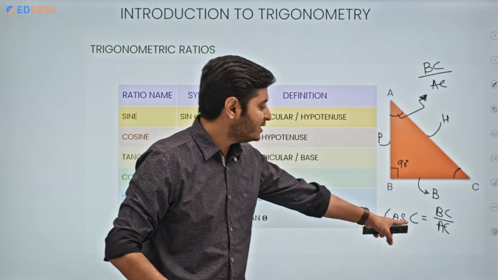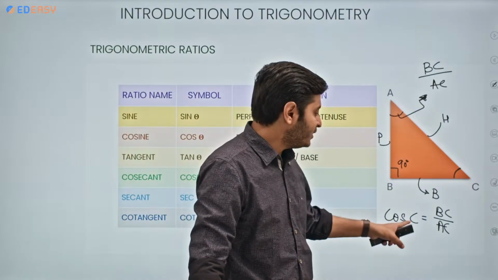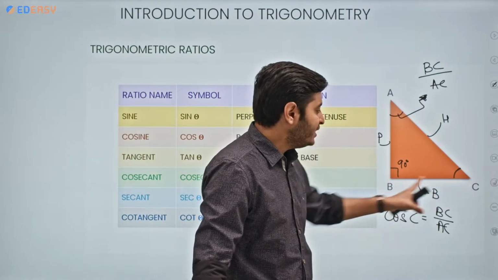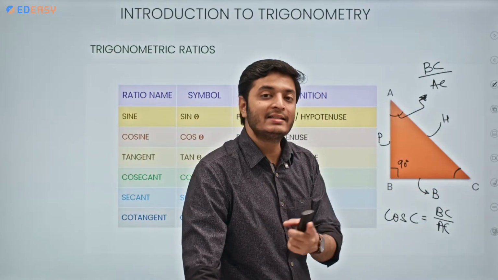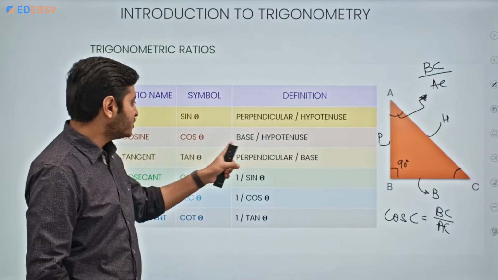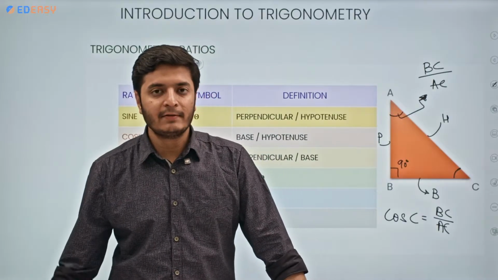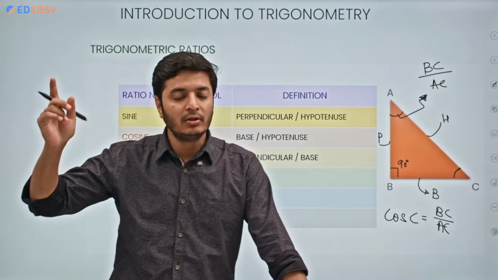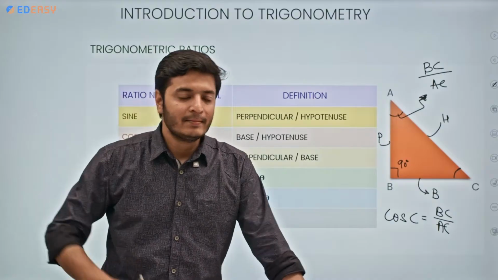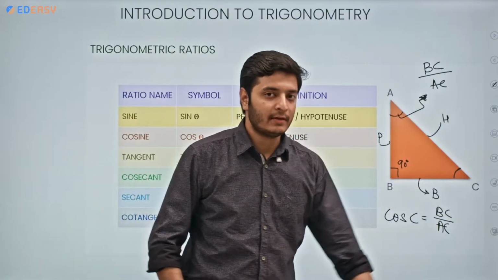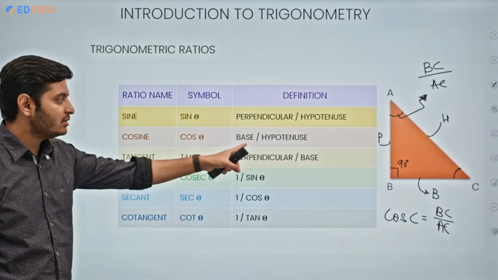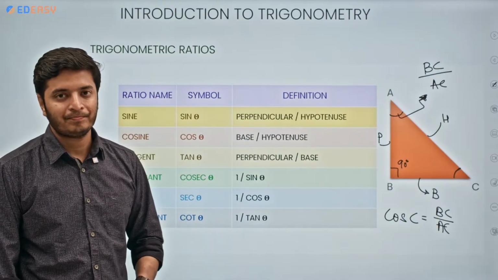But now I can see C here, no? And with reference to C, BC is not the perpendicular, it is the base. So that's why cos value will always be base by hypotenuse. Because if I am finding the sine value in the corresponding angle, then the base will be different. So that's why cos is base by hypotenuse.